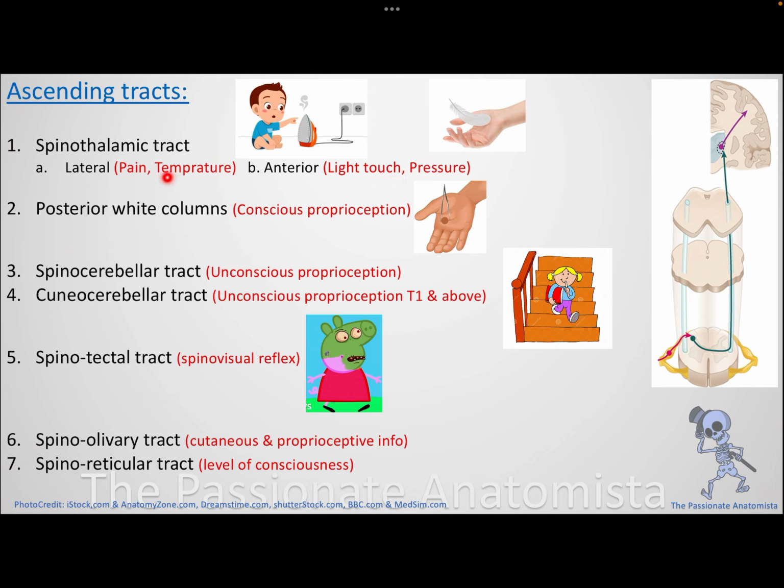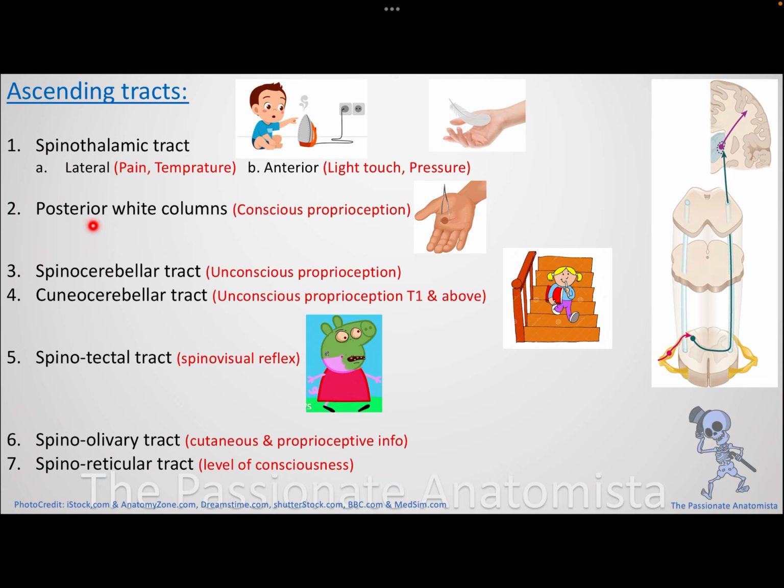When I was a student, it was like lateral and anterior, and I used to say one P here and one P there. Pain, I want to keep the pain lateral to my body. I don't want to feel it, and I don't want to feel any temperature. So that's going to be the lateral. And the light touch and pressure are fine. I can have them anterior. Sometimes they tell you it's just a spinothalamic tract and it's responsible for all of them. All right, so it depends on what you're following in your college. Okay, so the spinothalamic tract is, for lateral spinothalamic, pain temperature, anterior light touch and pressure.